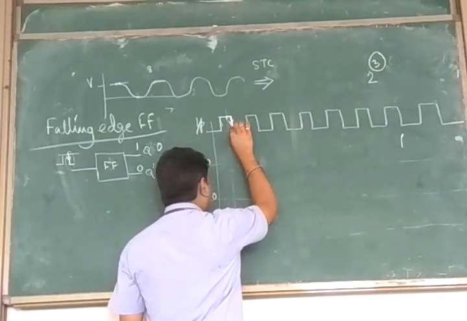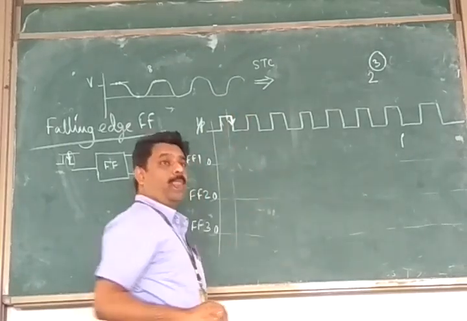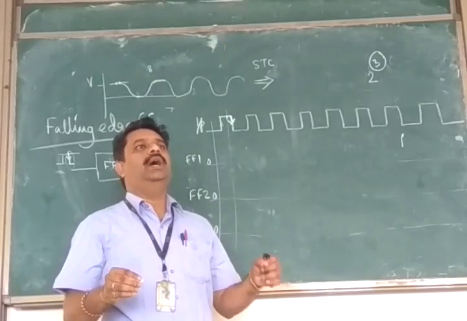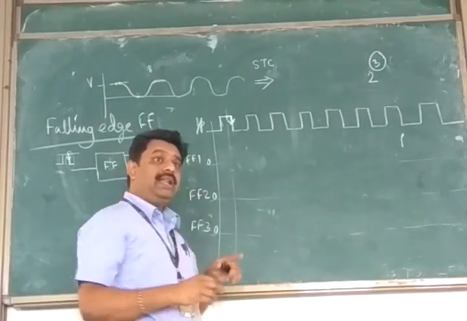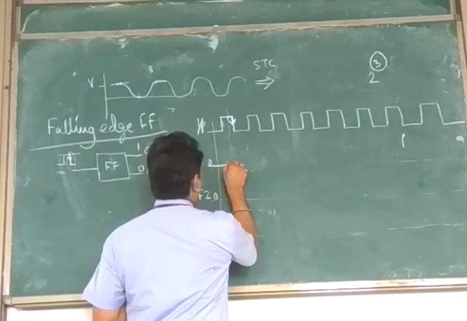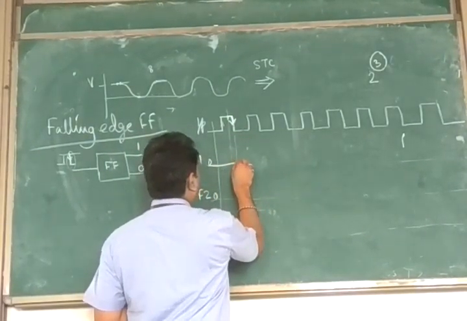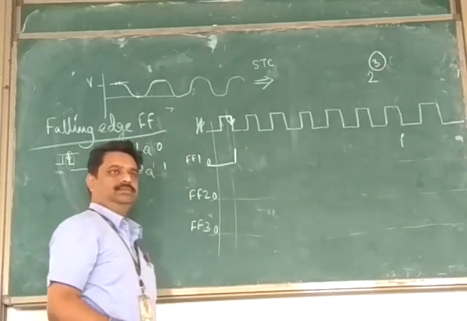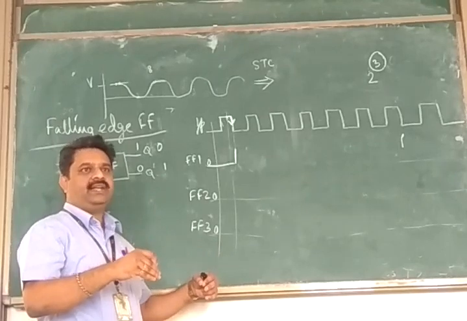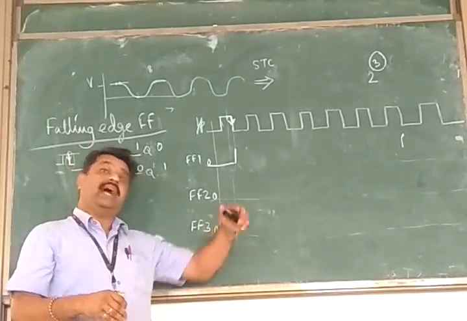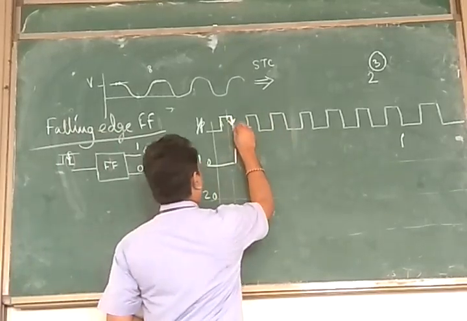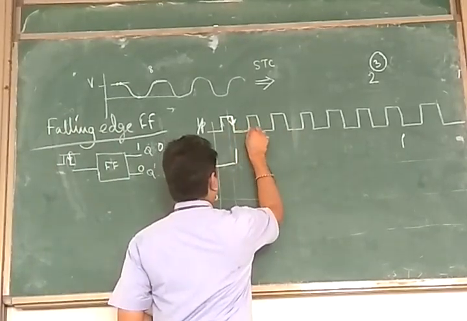Here it comes, here there is a falling edge. The moment it encounters the falling edge, that particular flip-flop will change its state. Now it is in the zero state. It will remain in the same state till it encounters another falling edge. So it has fallen, remain in the low state.